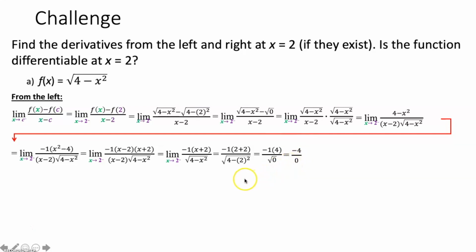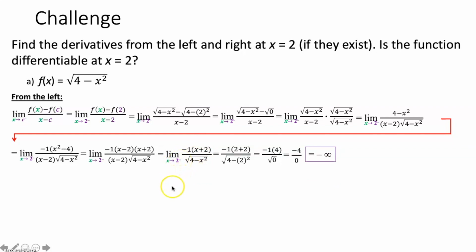And let's figure out which one. Go back to this function right here and plug in x values that are just a little bit less than 2, like 1.9, 1.99 for x here and here. Does this become positive infinity or negative infinity? Well, this down here stays positive, but this up here would be negative. Therefore, it becomes negative infinity as x approaches 2 from the left.